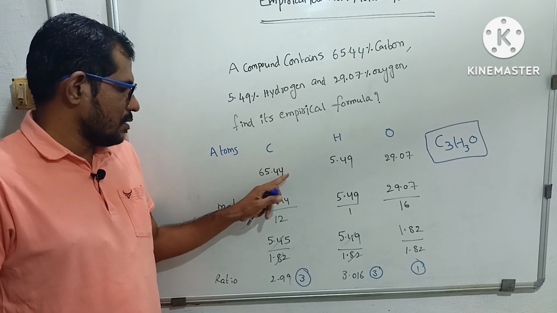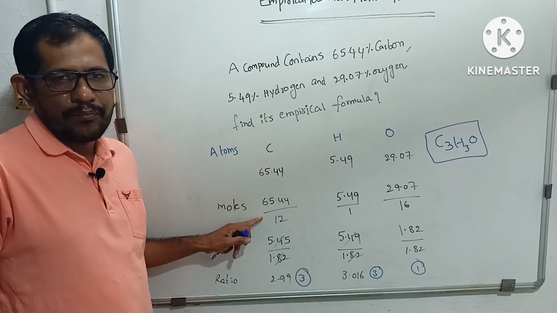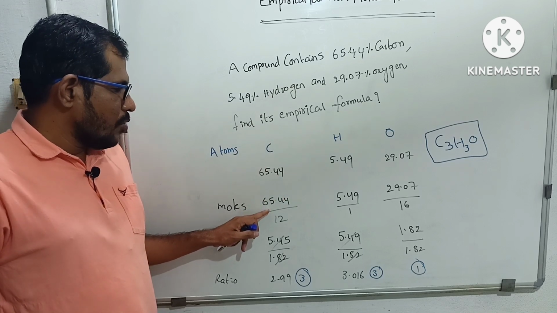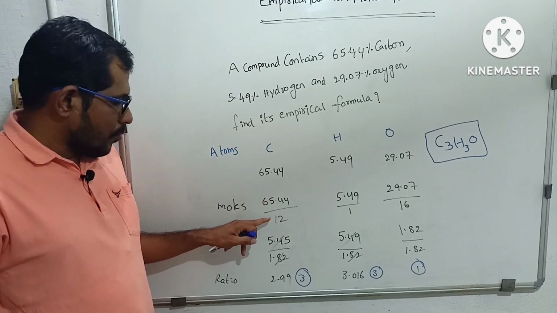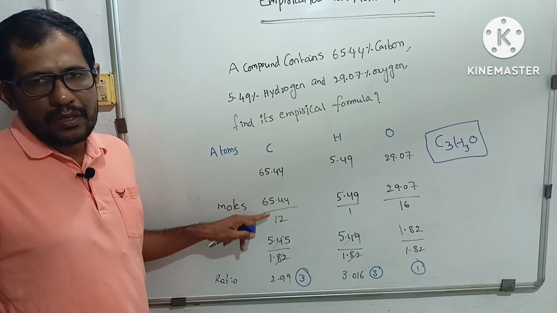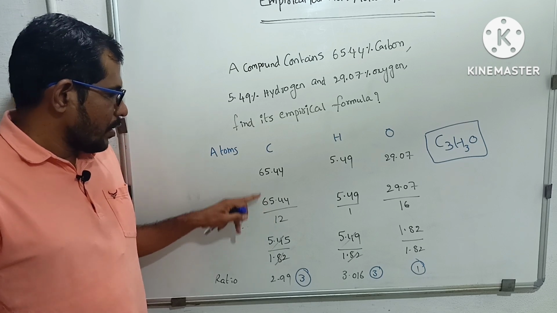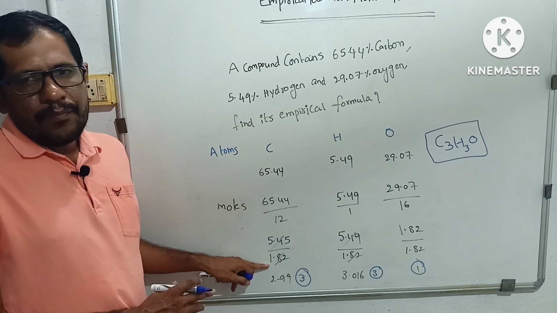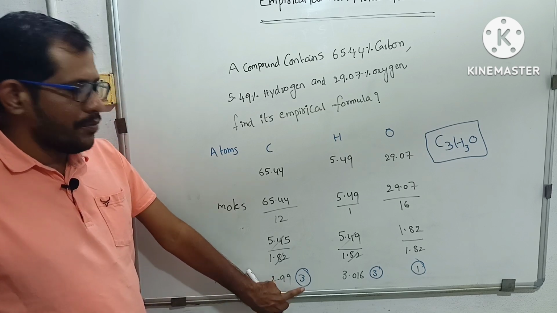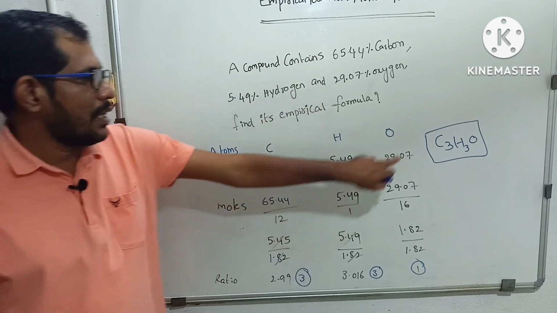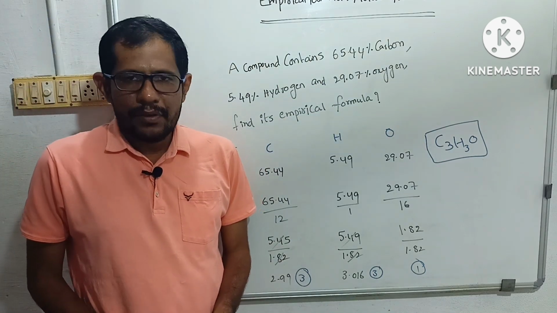I repeat, first write the masses, then convert them into the moles. To convert the mass into moles, we need to divide with the relative mass of the compound. After that, we need to find the ratio. After that, we need to find the whole number. From that, we can calculate the empirical formula of a compound.